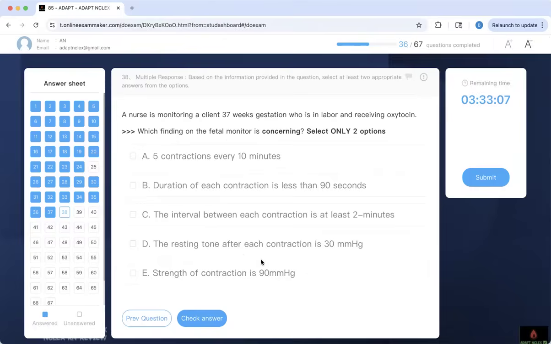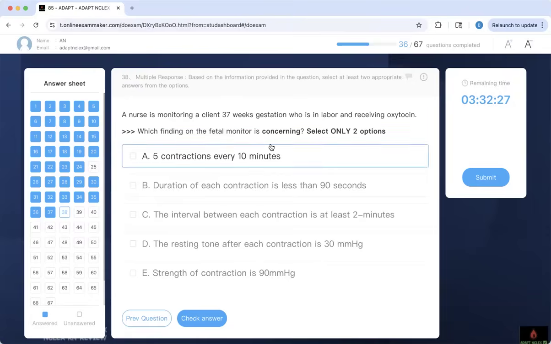Same thing, maternity. The nurse is monitoring a client at 37-week gestation who is in labor and receiving oxygen. Which finding on the fetal monitor is concerning? I want you to know these maternal fetal heart strip concepts. Do you need 5 contractions in 10 minutes? Is your duration less than 90 seconds for each contraction? The distance between each contraction, you need at least two minutes. Your resting tone should be 30 and your strength of contraction 90. Know these 5 numbers, a classic in fetal heart monitoring.